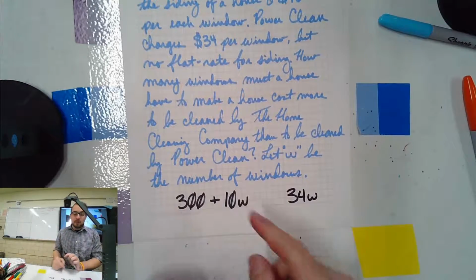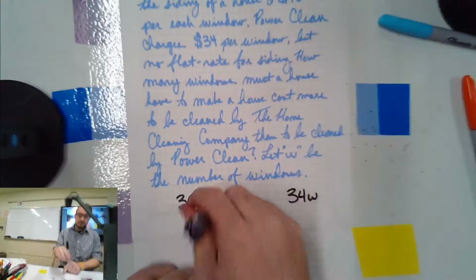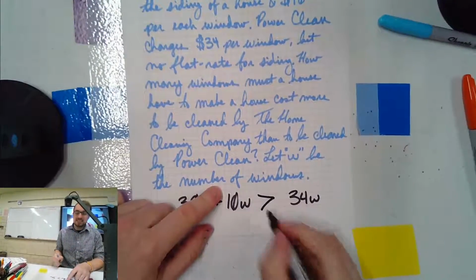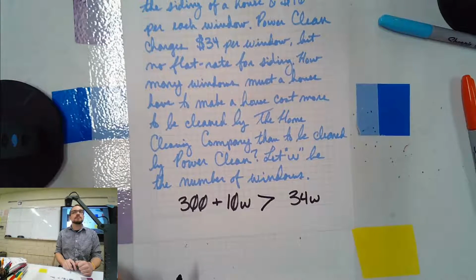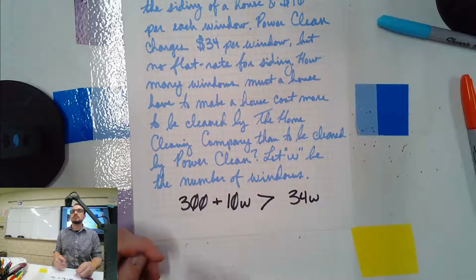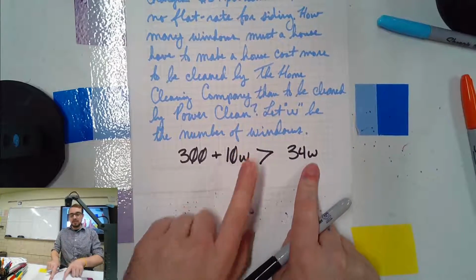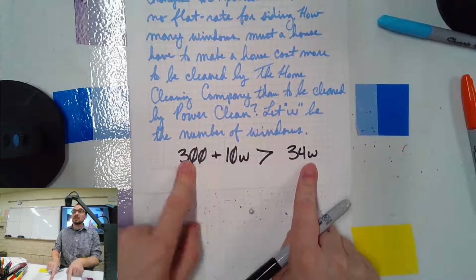How many windows must a house have to make a house cost more to be cleaned by the home cleaning company than the Power Clean? So when is this true, is what we're asking. When is this one going to cost more? How do we solve it? Well, with 0 windows, it's automatically going to cost more. So the question is, when does that one become so big that it's actually no longer the biggest?